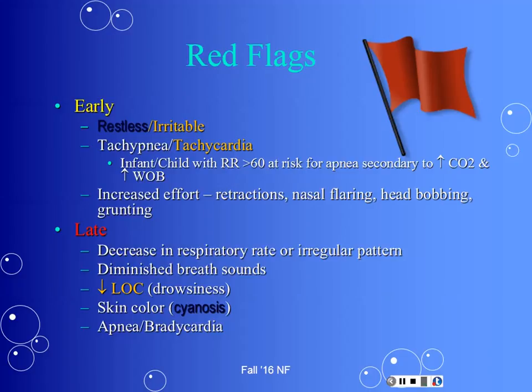Okay. Then they start to progress. They'll get drowsy. Then they'll have a decreased level of consciousness. They'll get sleepy. You want to look at their skin color. They may be with cyanosis. Remember, depending on their underlying skin tone, they may be blue, they may be gray, they may kind of have an ashy color. You may have to look at their mucous membranes to see that color, and then that'll progress to apnea and bradycardia.